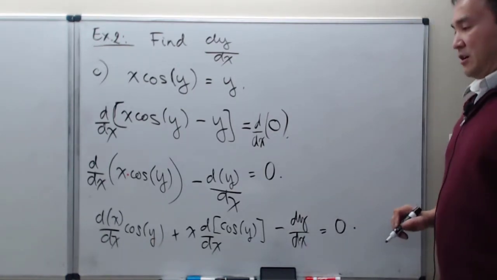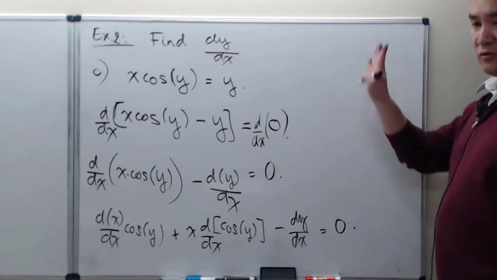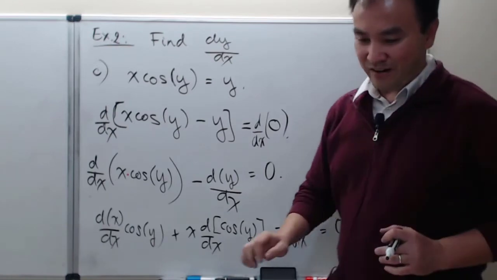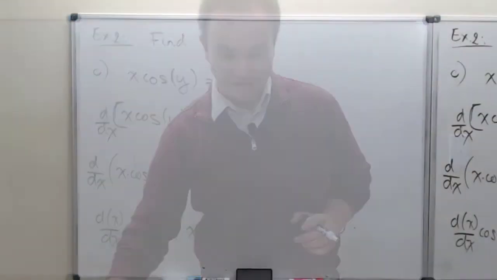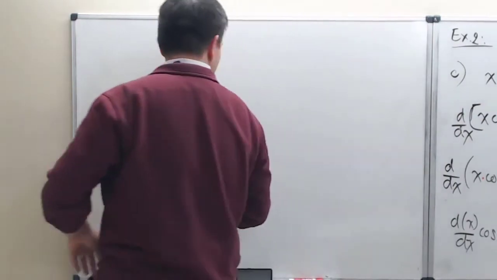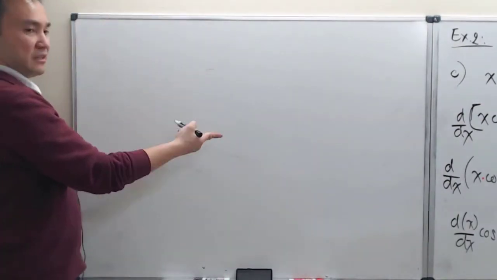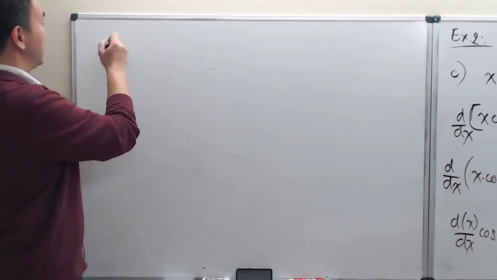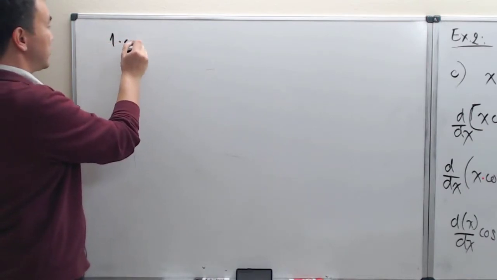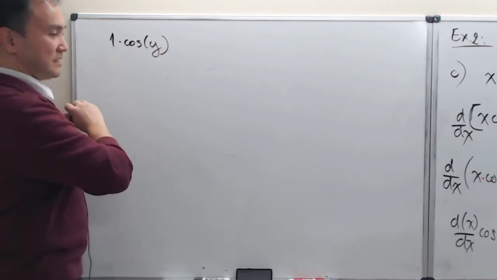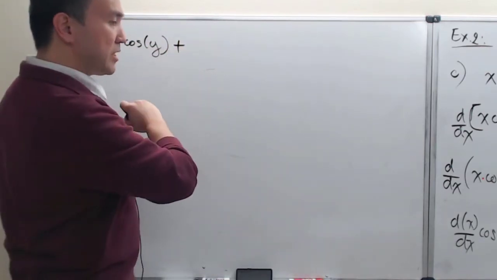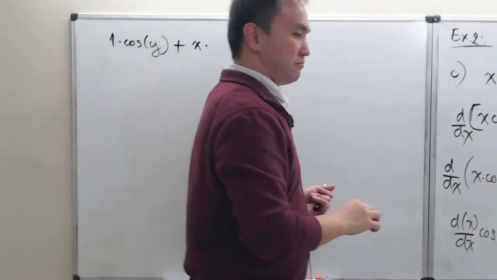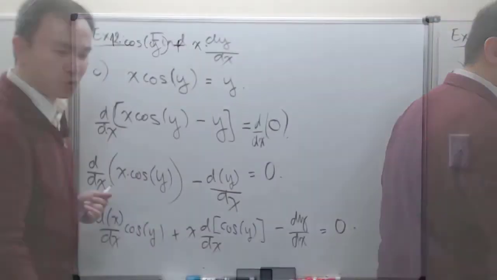Feel free to pause the video, but once I move to the next board, I won't switch back to this anymore. And so right from my most recent step, the first term becomes just 1 times the cosine of y. And then plus, now in my middle term right here, x times, okay, maybe I should swing back.